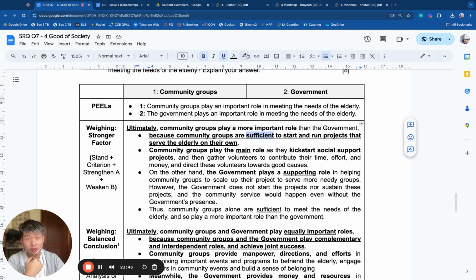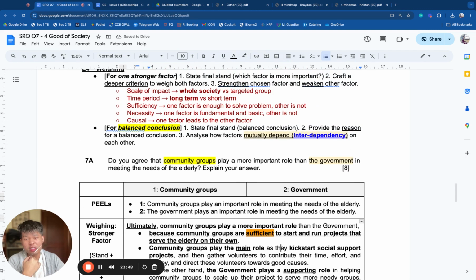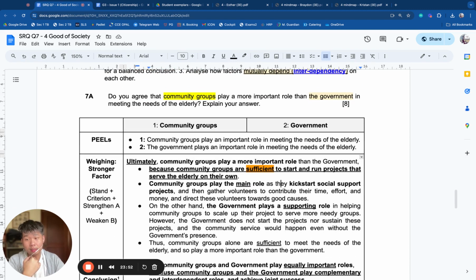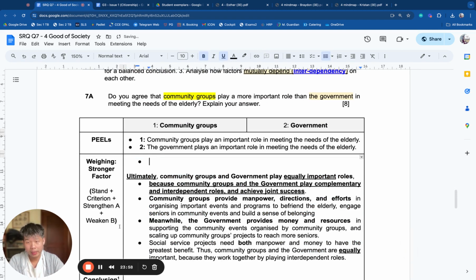This is actually a sufficiency argument. So if you go look at my five handles for you, this is a sufficiency argument. So you can go look at it on your own. I want to talk about the balanced conclusion.